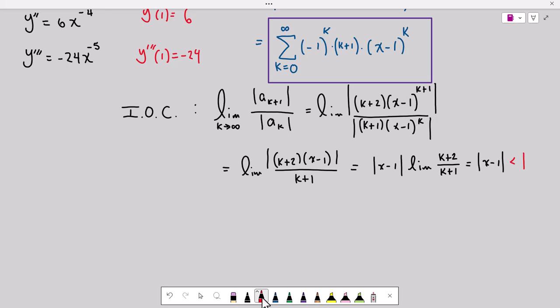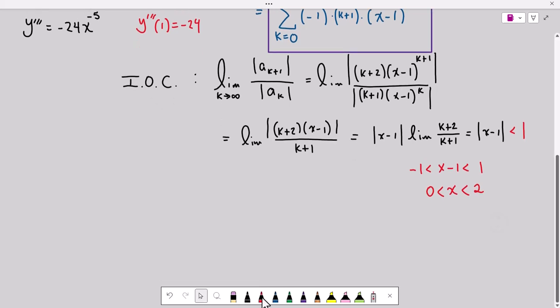So let's see. If we expand our compound inequality here, we get that. That's the expansion of our compound inequality. An absolute value inequality is a compound inequality. And we add 1 across. That is the structure of the interval of convergence. We know it's going to go from 0 to 2, but we don't know about the endpoints yet.